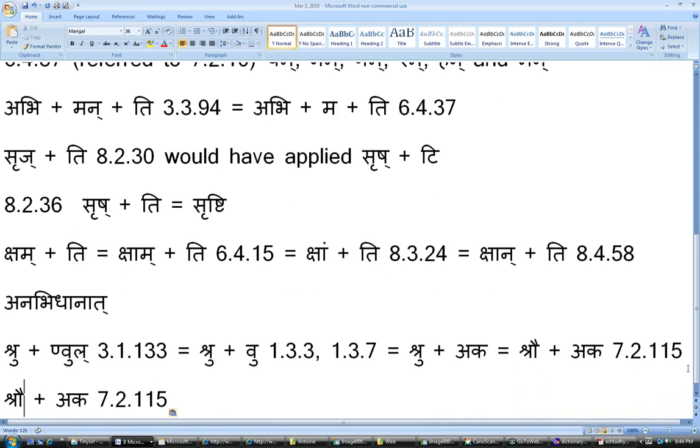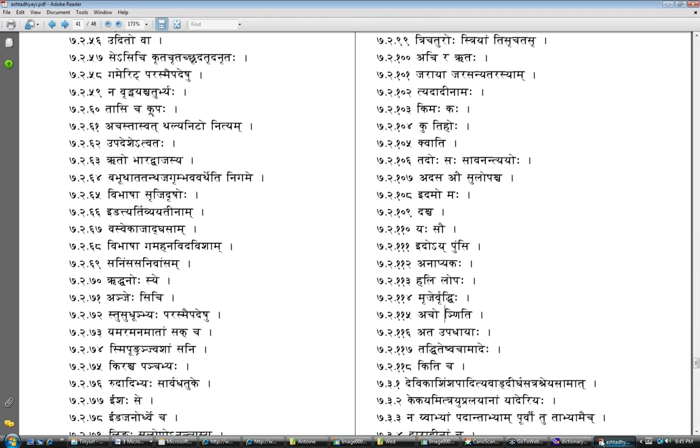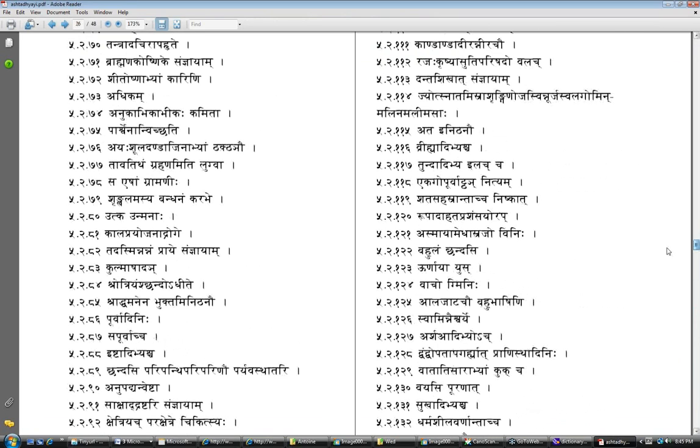Eco'yavayavah will come right before, I think, Iko'nachi. Eco'yavayavah. We're going to get shravakah. So I'll put the right number here. I think that should be below Iko'nachi. Iko'nachi is 6177, so this should be 6178, next to Eco'yavayavah.